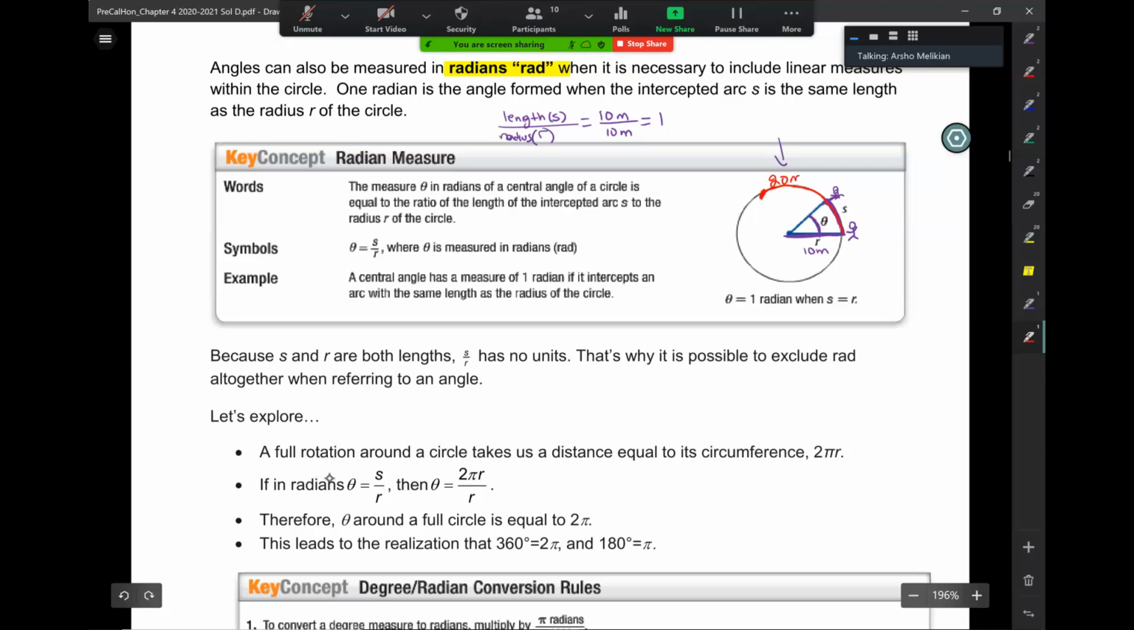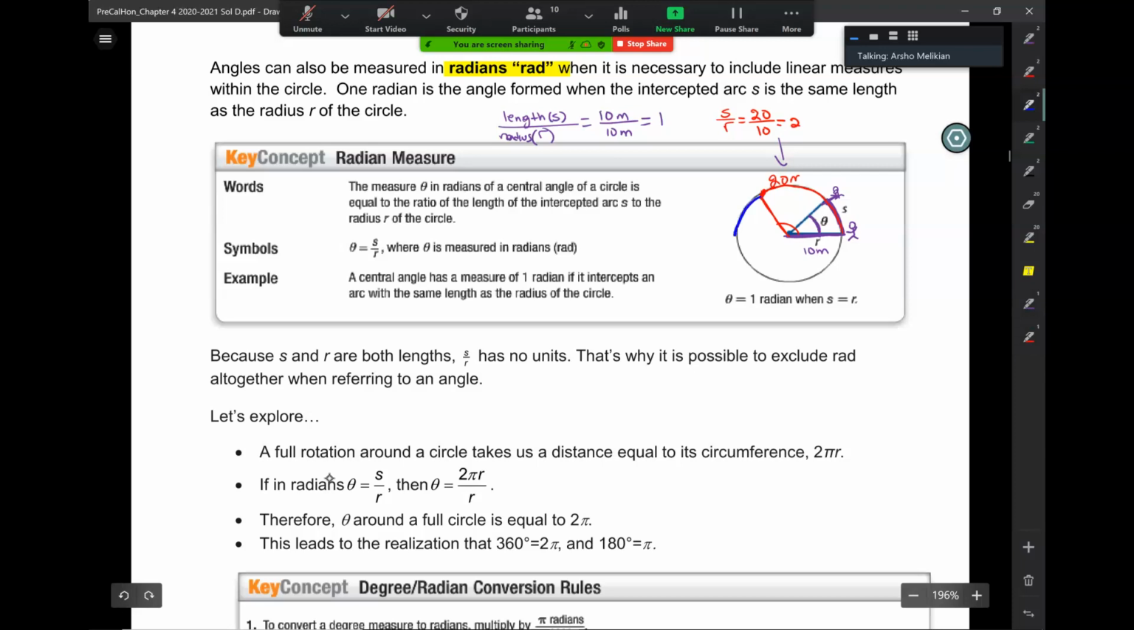Okay? Now, what's your ratio, S over R? The ratio of how much you've walked over the radius. 20 over 10, that's 2. What does that mean? That means this is 2 radians.